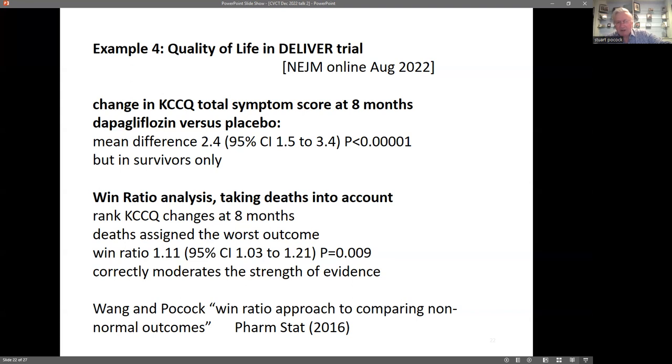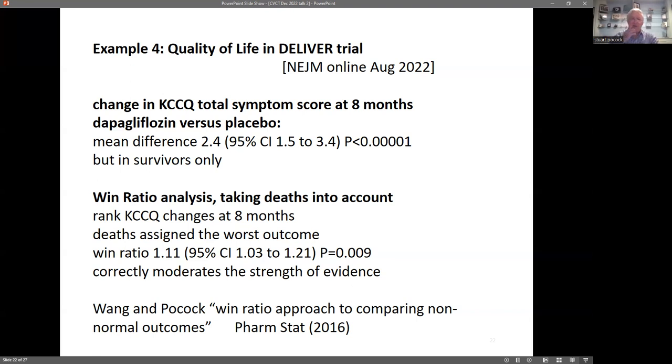So as an additional analysis, they did a win ratio analysis, taking deaths into account. And to do this, they ranked the KCCQ changes in individual patients at 8 months, from the best change, the most aggressive improvement, to the worst. And at the bottom, they then put all the deaths as the worst possible outcome. I suppose it's obvious that the worst possible quality of life outcome is to be dead. And that's literally what the analysis does.